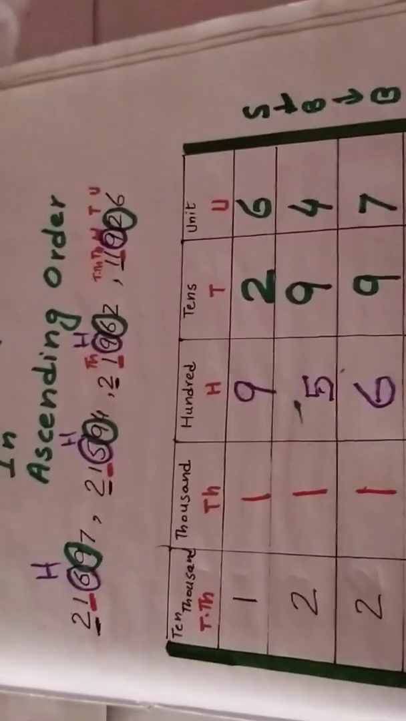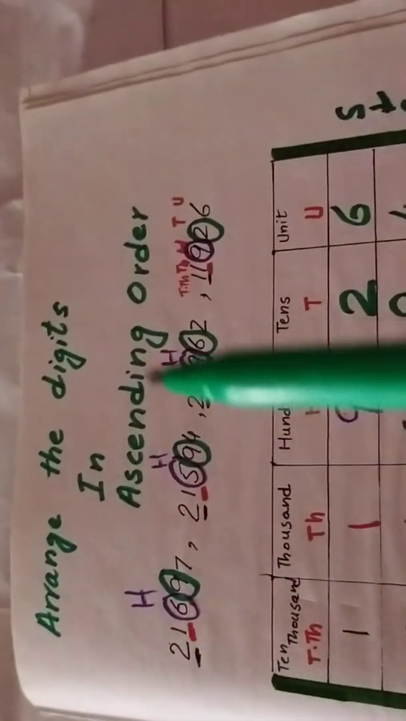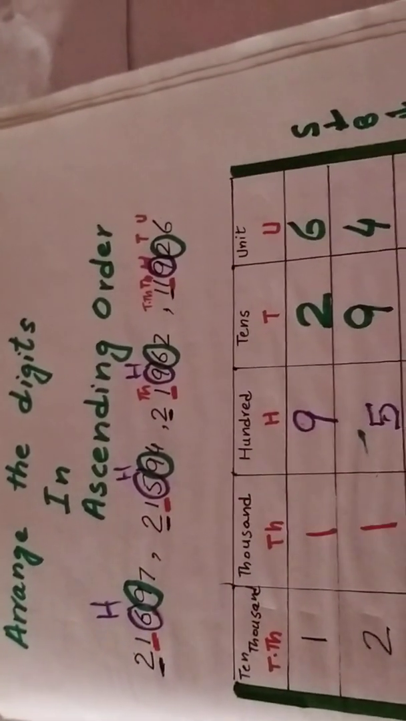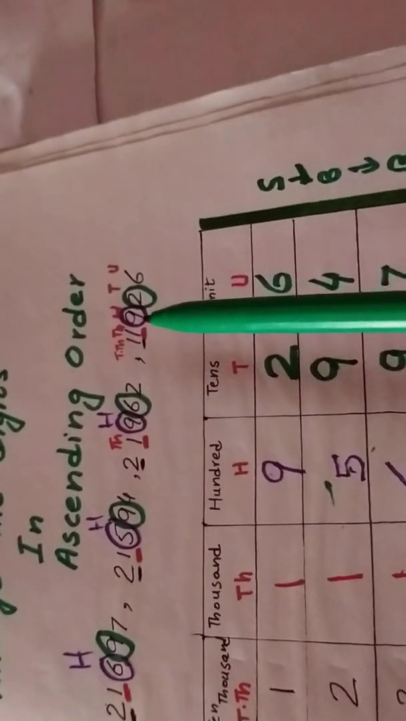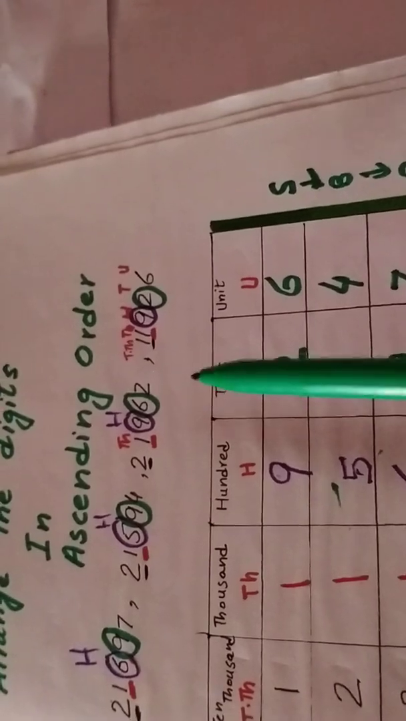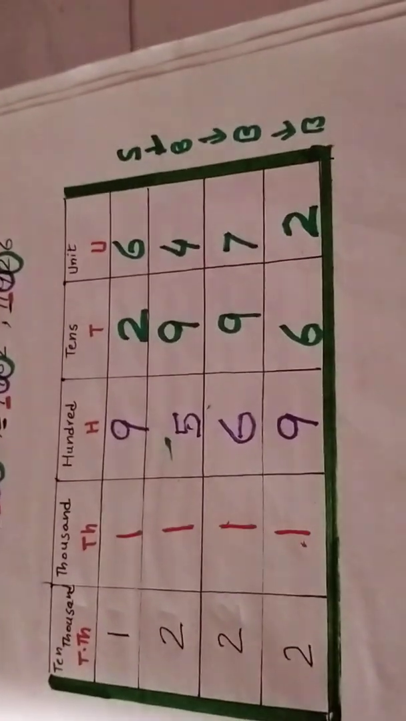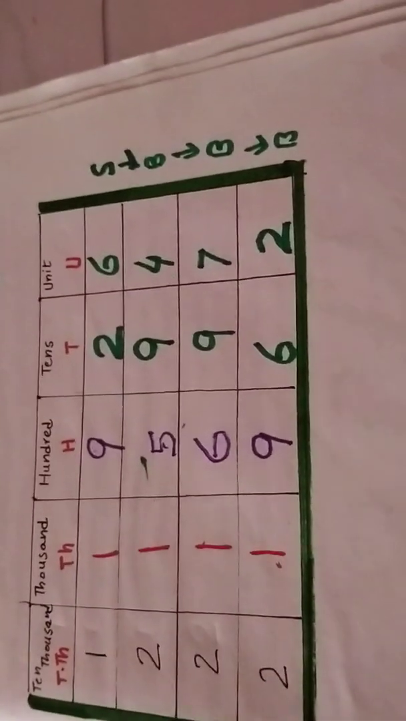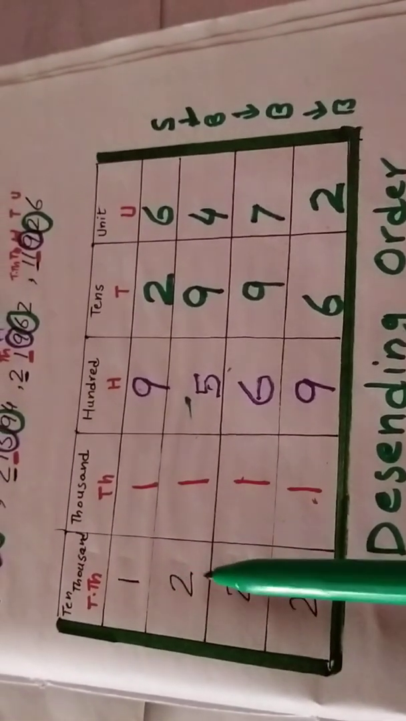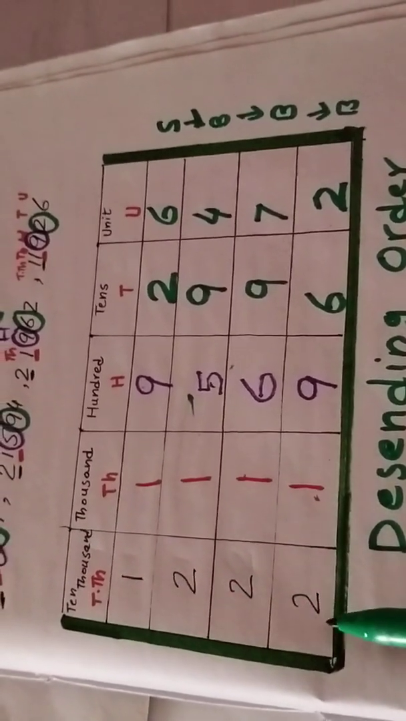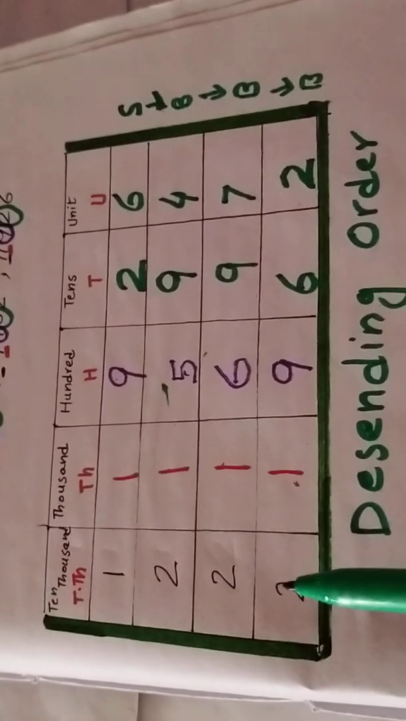I hope you will understand. Arrange the digits in ascending order: unit place, 10th place, 100th place, 1000th place and 10,000 place. It's just like a game. In ascending order, smallest to the biggest. But it is opposite in descending order: biggest to the smallest.